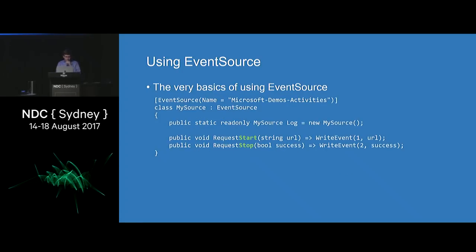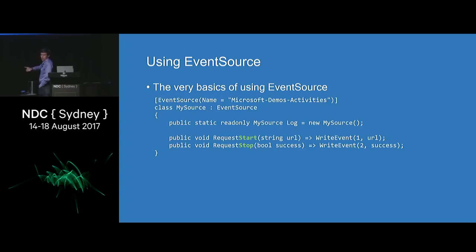Now, how do you do this? It's pretty simple. You inherit from a class called EventSource somewhere in the System.Diagnostics namespace. Then you start writing some methods, and you call base class methods called WriteEvent. You can also do it in a more sophisticated way with a whole bunch of custom attributes, but this is the basic way you would declare an event source. Then instead of doing something like TraceSource.WriteLine with a format string, you simply call this method. So you will do MySource.Log.RequestStart and MySource.Log.RequestStop.